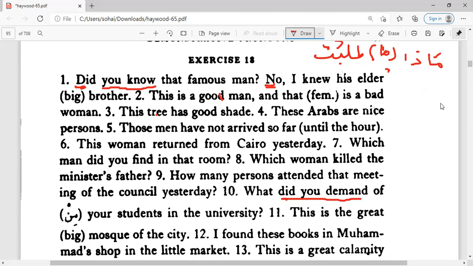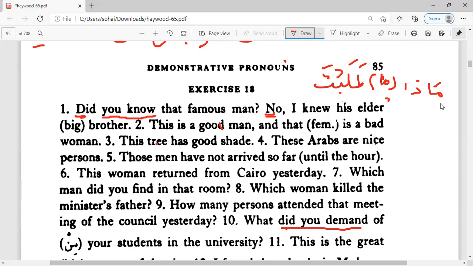ماذا طلبت تلاميذك. What does that mean? Why is it talamizuka? Because it is a plural. تلميذ is a singular. تلاميذ is a plural. Why does talamizuka have a dhamma? Because it is mudaf. Why doesn't it have fatha or kasra? Why does it have dhamma? تلاميذك ضمة because it's nominative. Why is it nominative?